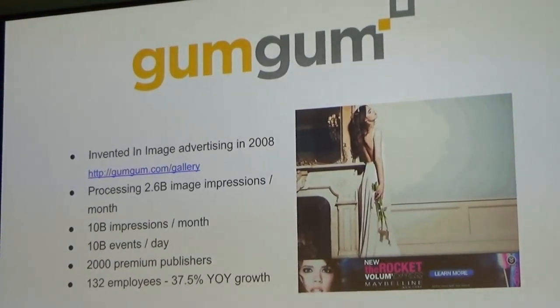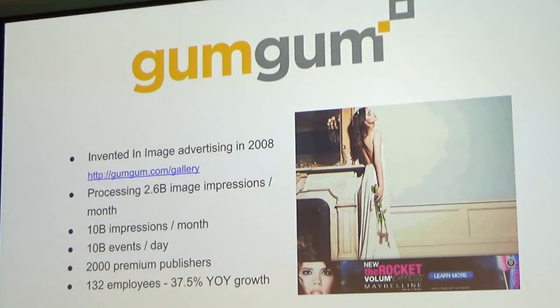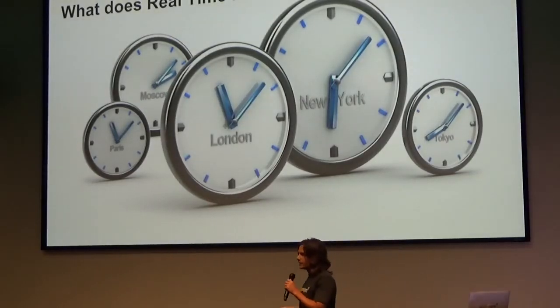In terms of numbers, we are processing 2.6 billion images a month. We're doing 10 million impressions a month, but we're actually producing 10 million events a day. We are working with 2,000 premier publishers and top advertisers like Coca-Cola, Cadillac, Disney. We are 132 people right now. We are growing a lot, like 40% year-over-year growth. We are growing in terms of number of employees, but also we are seeing a huge increase in our data volume. So the people who are working at GumGum need to get some insights about the data we're producing, in this context of analytics.